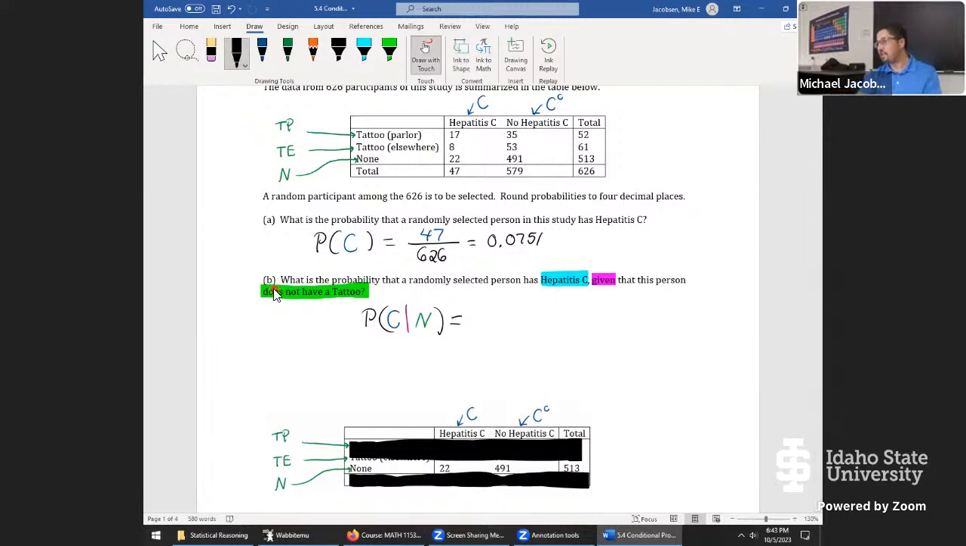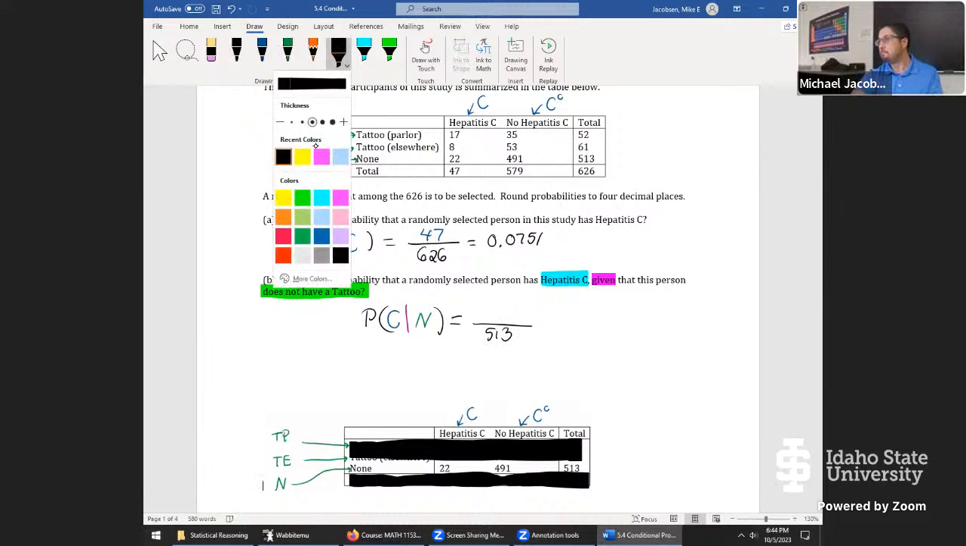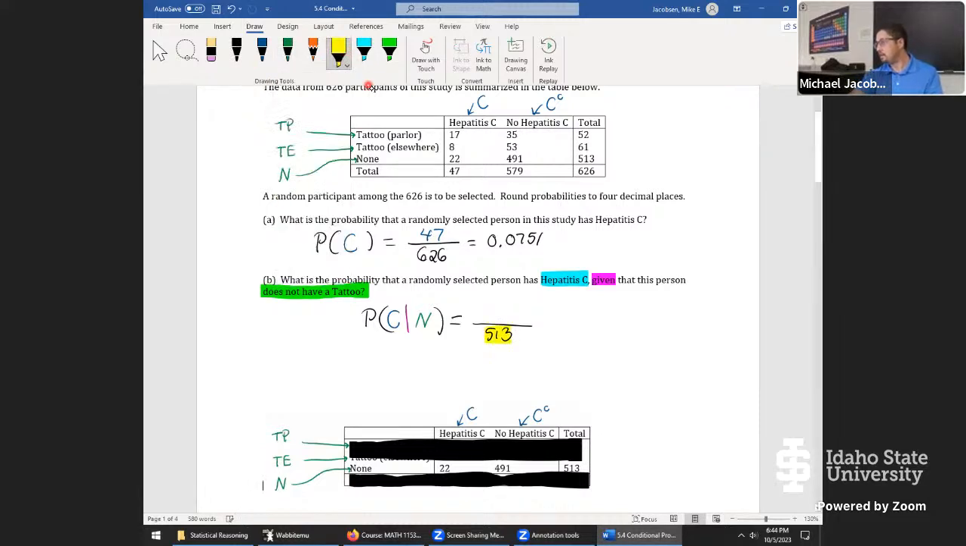So here's how it goes to this stage. We had to divide by 626 on part A because that was the sample size, or the sample space had size 626. But when you said given N occurred, our sample space is reduced to 513, just double checking I have the right number there. So now that's the sample space. We only care about people with no tattoos. 513 goes down below, coming from right over here.